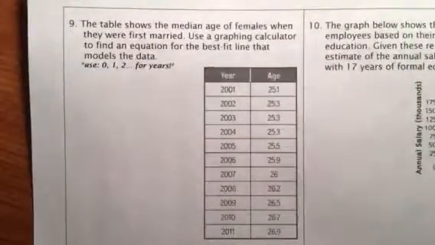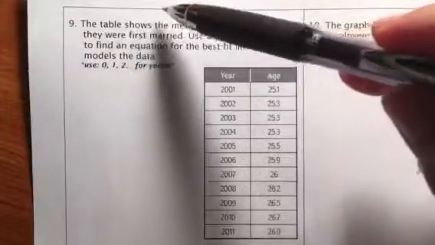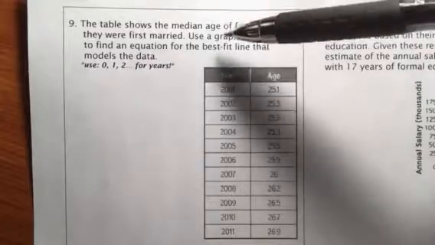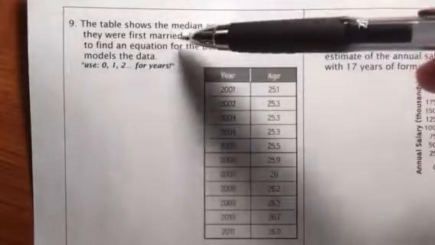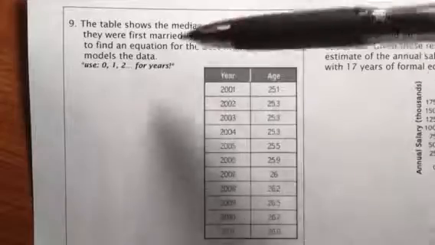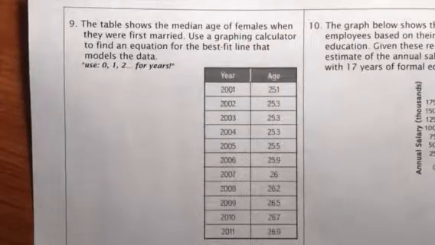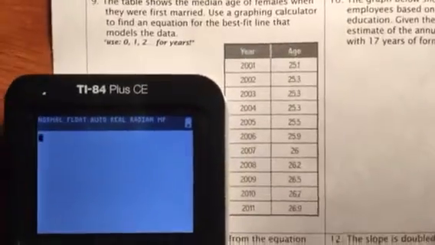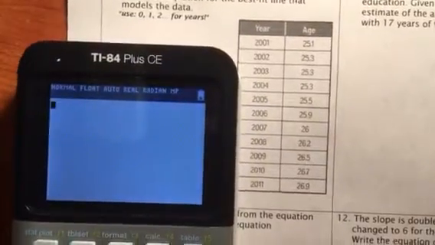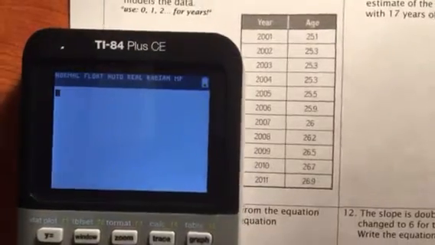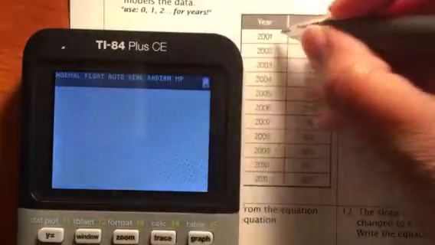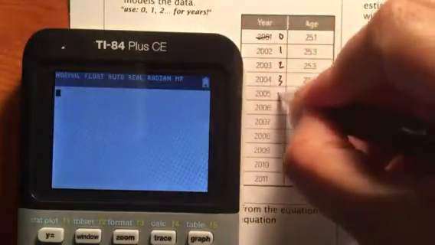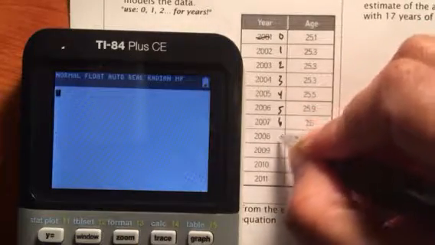So we're given the table. The table shows the median age of females when they were first married. Use the graphing calculator to find an equation for the best fit line that models the data. So basically it's asking for the line of best fit. Now it gives you a hint, and it tells you you're going to use 0, 1, 2 for the years. So instead of putting 2012, 2001, we're going to put 0. So what I would do is I would just go ahead and write that to begin with, so that you don't mess up.